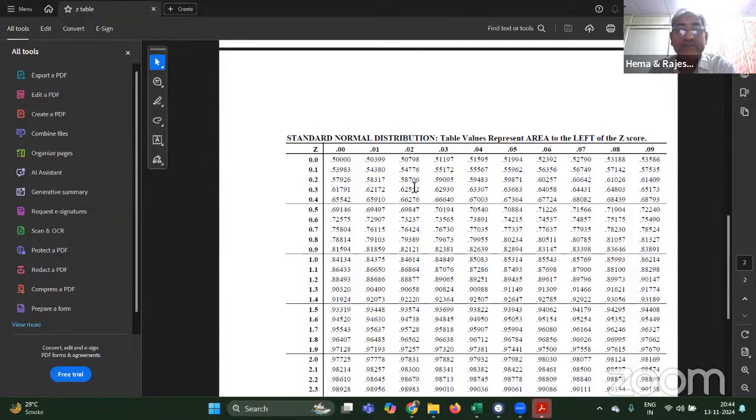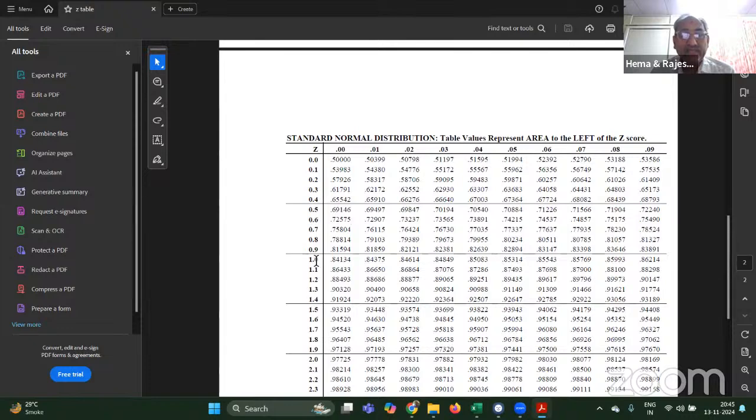And when you say the Z value, this is the plus side. This is the two-digit decimal and this is the one-digit decimal. So if you want to say 0.01, this gives the area to the left of the Z score.